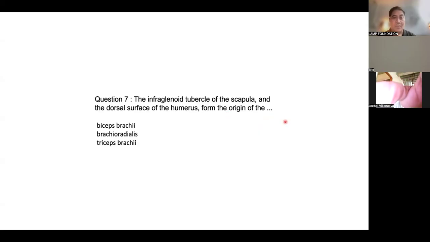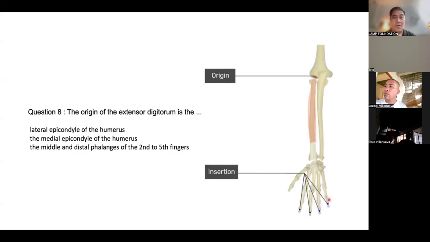Infraglenoid tubercle of the scapula and dorsal surface of the humerus form the origin of the triceps brachii. Origin of the extensor digitorum. So this is the origin, so you have to know. You will not be able to identify the origin if you did not take up the skeletal system, right?